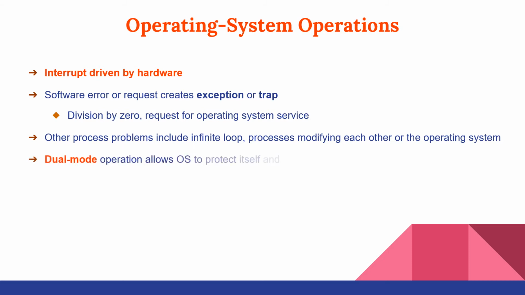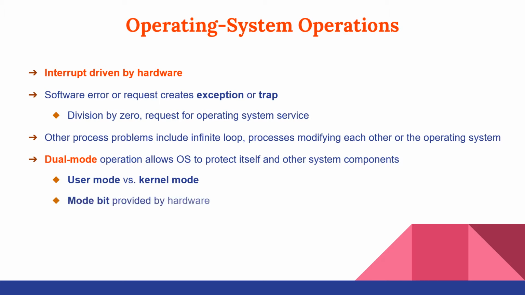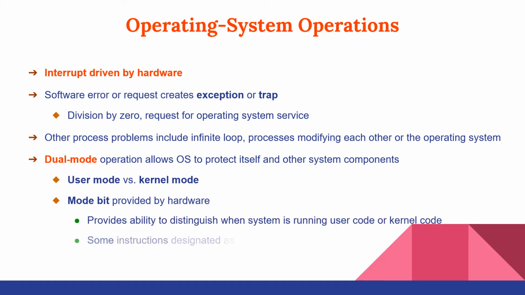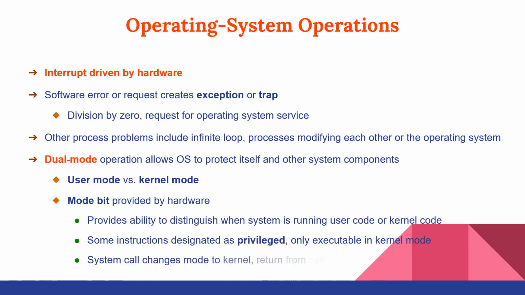The next one is dual mode operation, which allows the OS to protect itself and other system components. It's of two types, which are user mode and kernel mode. The second one is mode bit provided by hardware. It provides the ability to distinguish when the system is running user code or kernel code. Some instructions are designated as privileged, only executable in kernel mode. And the third point here is system call changes mode to kernel, returning from call resets it to user.